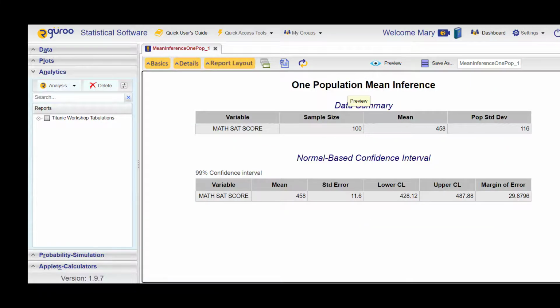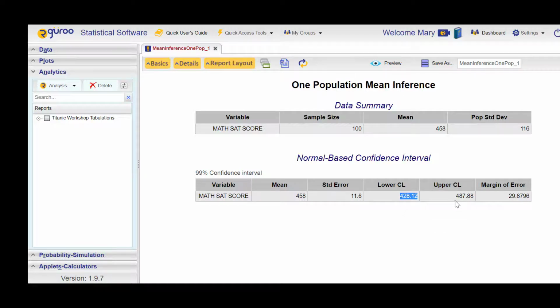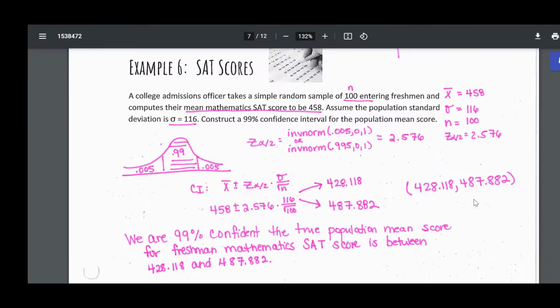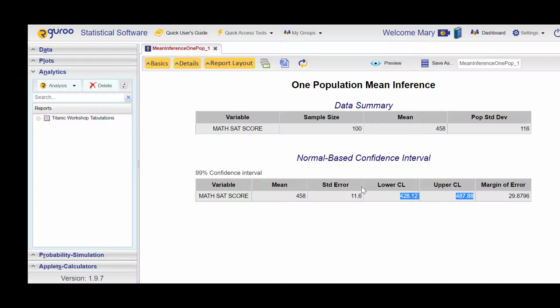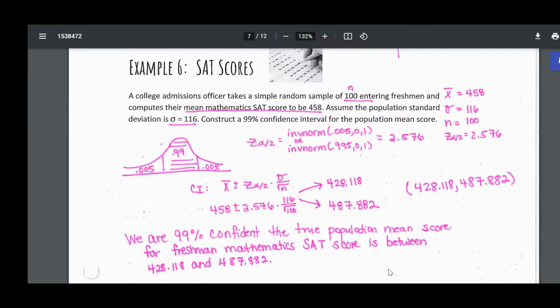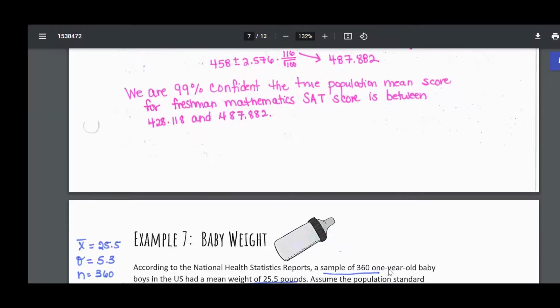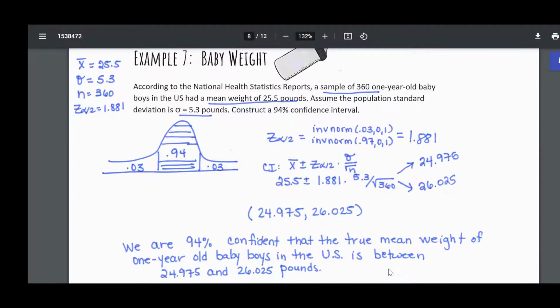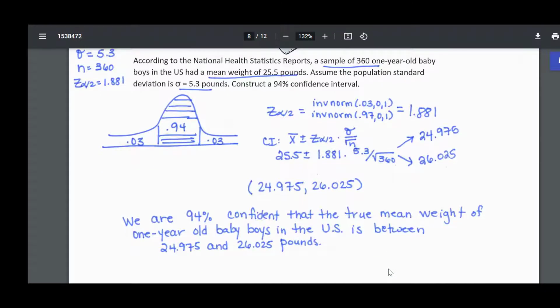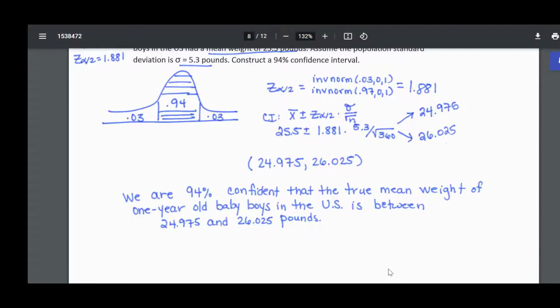And here we go. Our lower boundary is right here, 428.12. 428.118 rounds to that. And then 487.88. And look at that. That's the same thing we got. Okay, so you can see that you can do these rather quickly. You can go back through all of the notes that we did earlier, and you can try all of these, and you're going to see that you're going to get the same confidence intervals that we got with the formulas and with the TI calculator.